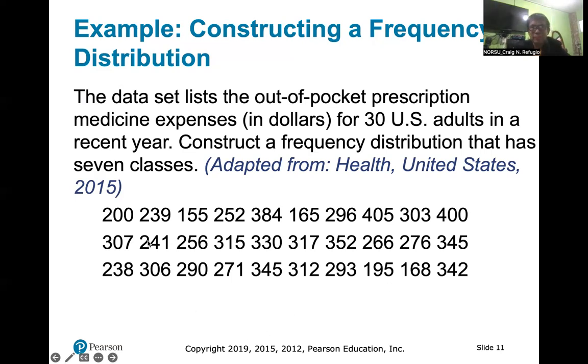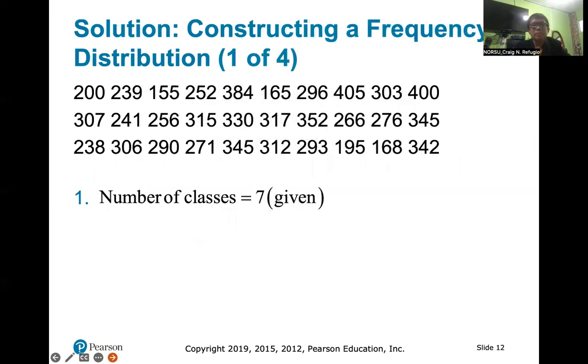So let's count the total number of data. 1, 2, 3. 1, 2, 3, 4, 5, 6, 7, 8, 9, 10. So 10 columns times 3 rows, that's 30. From the given, we're going to decide on the number of classes, so 7. So in our case, so that all of us will have a uniform number of classes, I will be the one to set the number of classes. But in actual practice, you will be the one to do it. So in this case, our number of classes is 7.